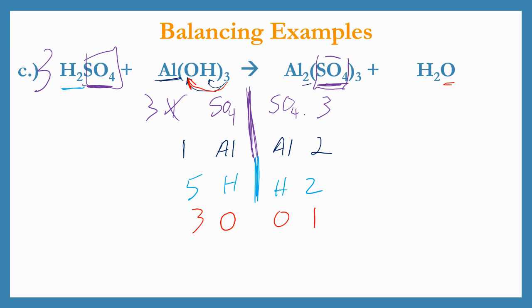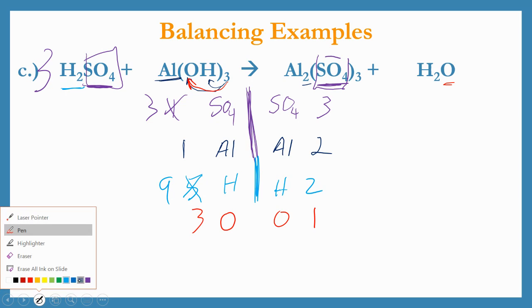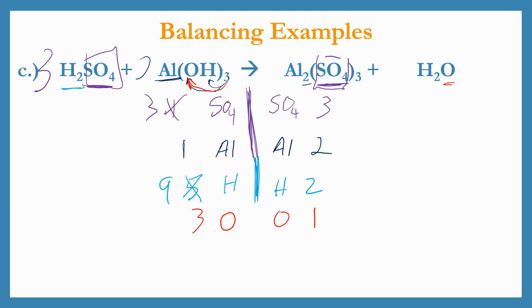Okay, so my SO4s are equal. That's also going to give me 6 hydrogens. So 6 hydrogens plus the 3 in here, 6 plus 3 is a total of 9 hydrogens on this side. Okay, aluminum wise, I have 2 on this side, I have 1 on that side, so let's take care of that. Aluminum, I'm going to need to multiply this by 2, which is going to turn that aluminum into 2. So now my aluminums are good.